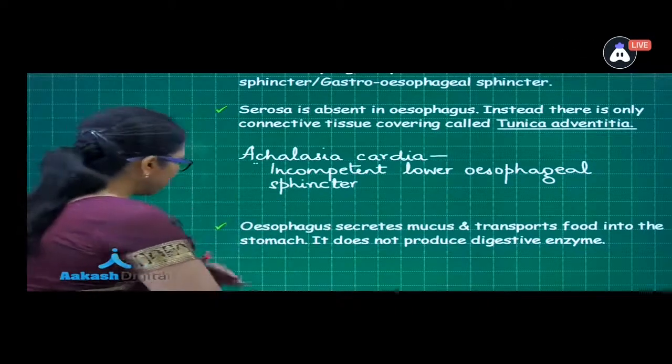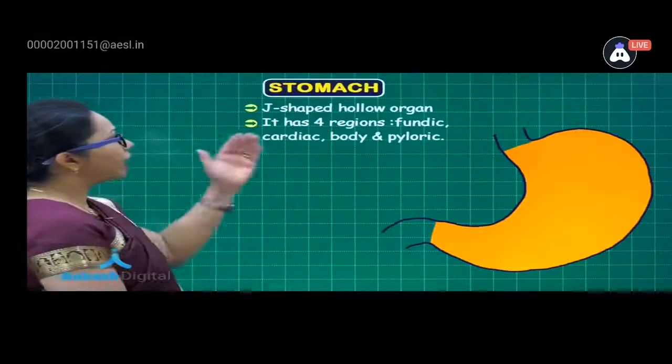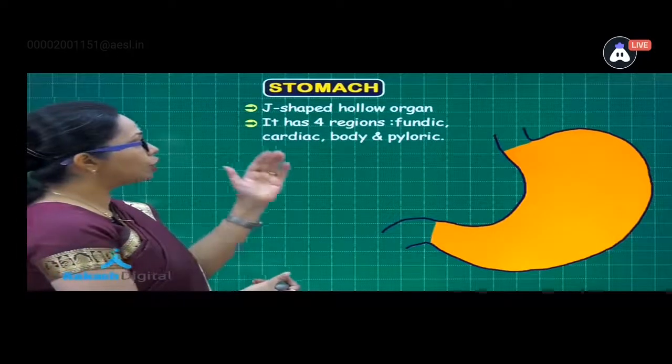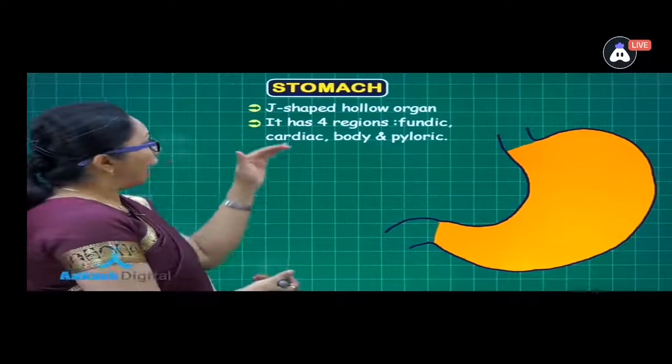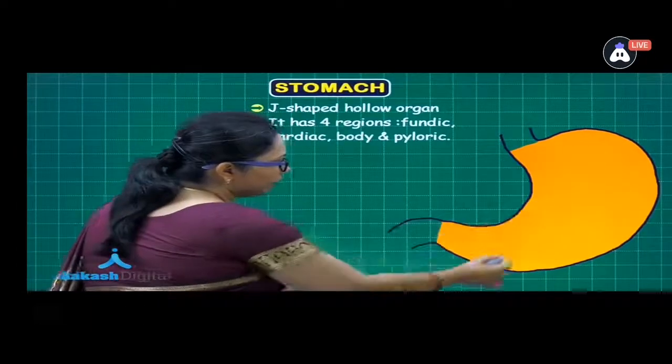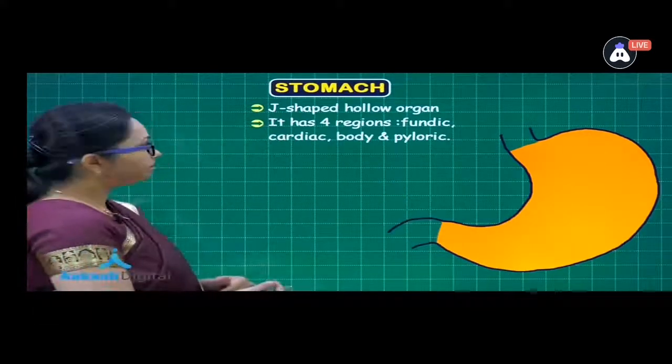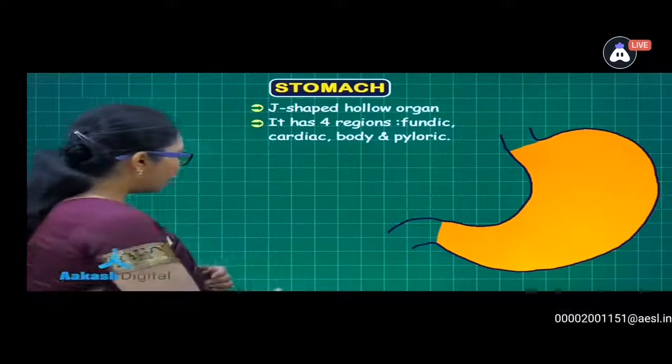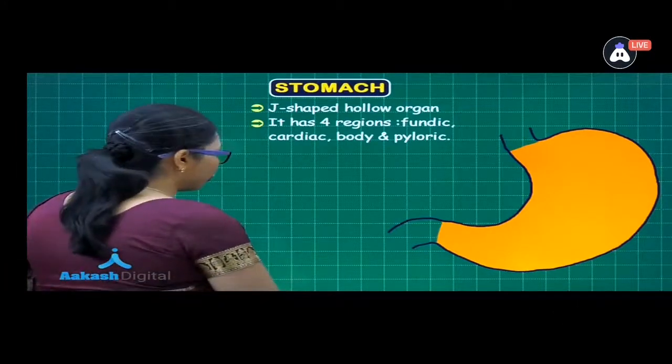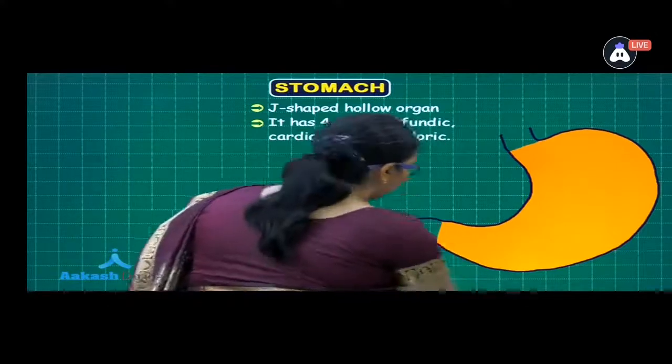Now moving to the next part of the alimentary canal, and that is the stomach. The stomach, also called gaster. Now we can see the shape. It is a J-shaped organ and it has 4 regions. These 4 regions, we can mark them here.